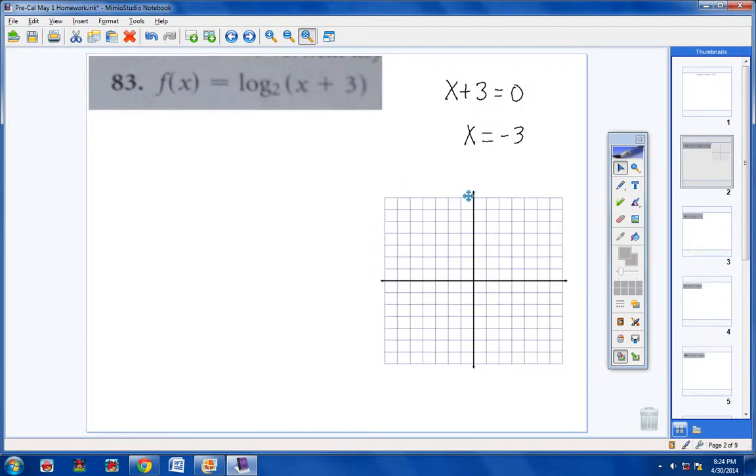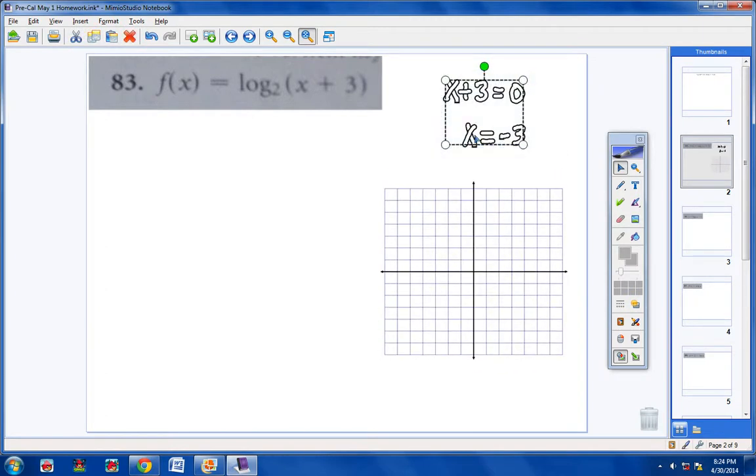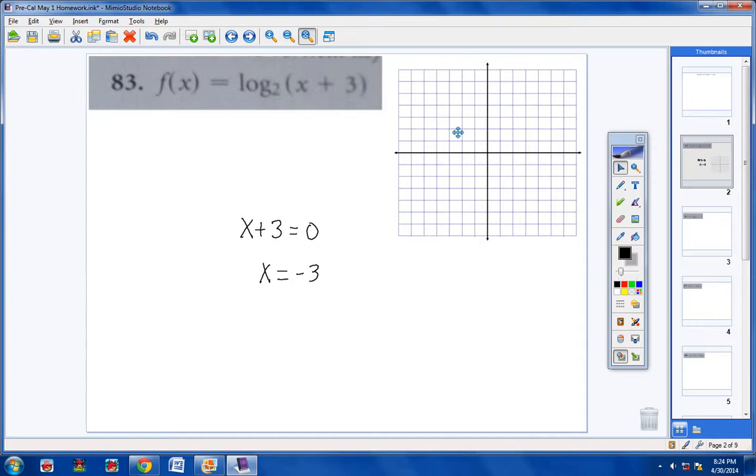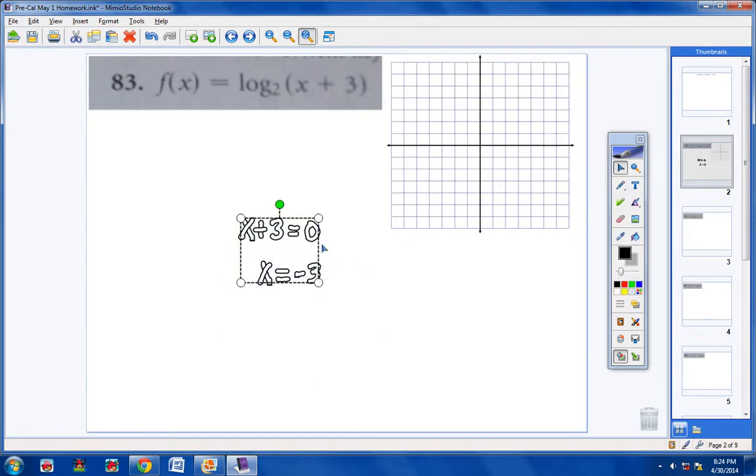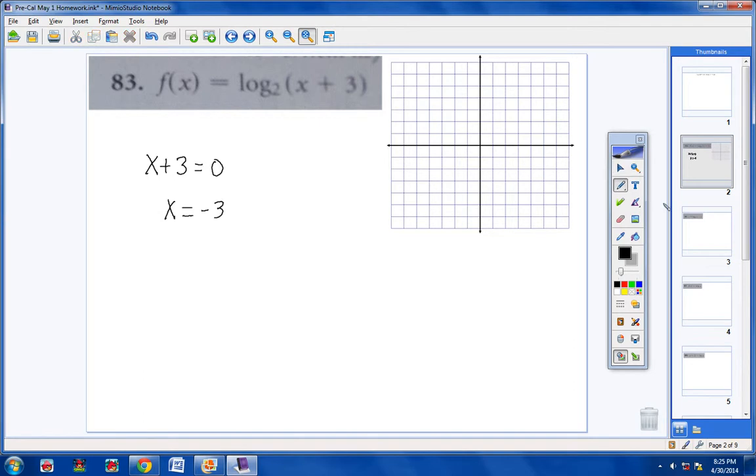Okay. Now, moving on. The first thing you want to do is find the vertical asymptote by taking the argument, setting it equal to 0, and solving. And we did that. We got negative 3. So we know that we have a vertical asymptote at negative 3.